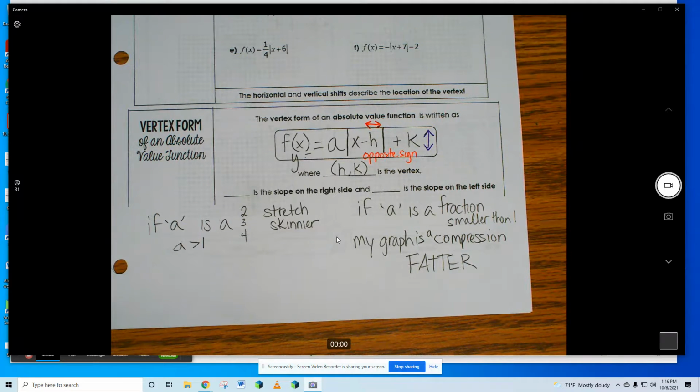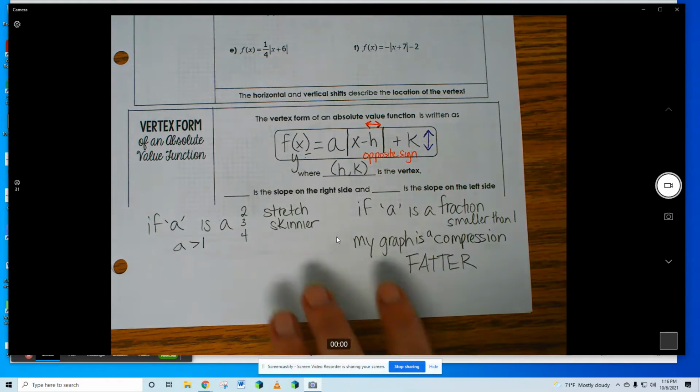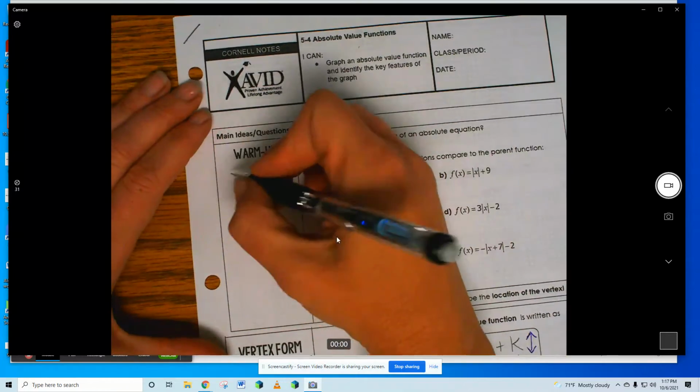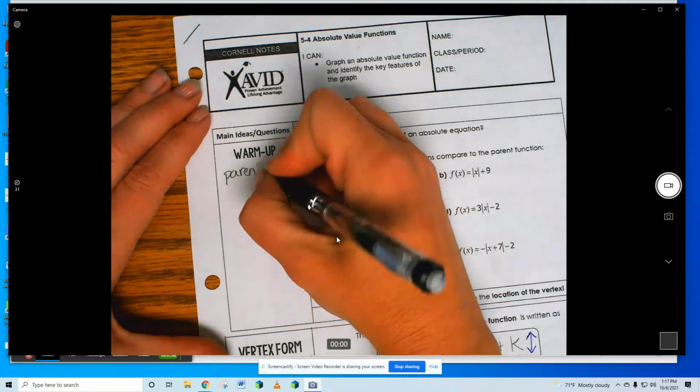So, here's what we're going to do. We're going to identify these transformations up above. I have equations, and maybe there's an a in front. Or maybe there's a number inside the absolute value bars. That'd be the h, left or right. Or maybe there's a number after the absolute value bars. That'd be my k. That tells me up or down. So I'm going to identify what's happening because, as you may or may not remember, there's something called the parent function.